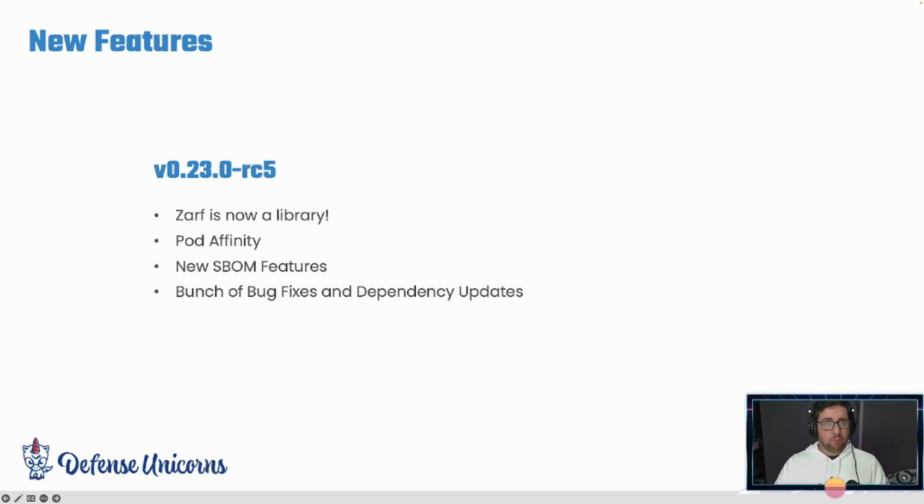Because we're running in Kubernetes, we were seeing some weird behaviors as a result of changes that we made in 0.22. So we've updated the manifest for all the Zarf objects to make sure they get spread out through the cluster properly. That just dropped in RC5. So what you're seeing here is the big things that happened from 0.22.0 to 0.23 RC5.